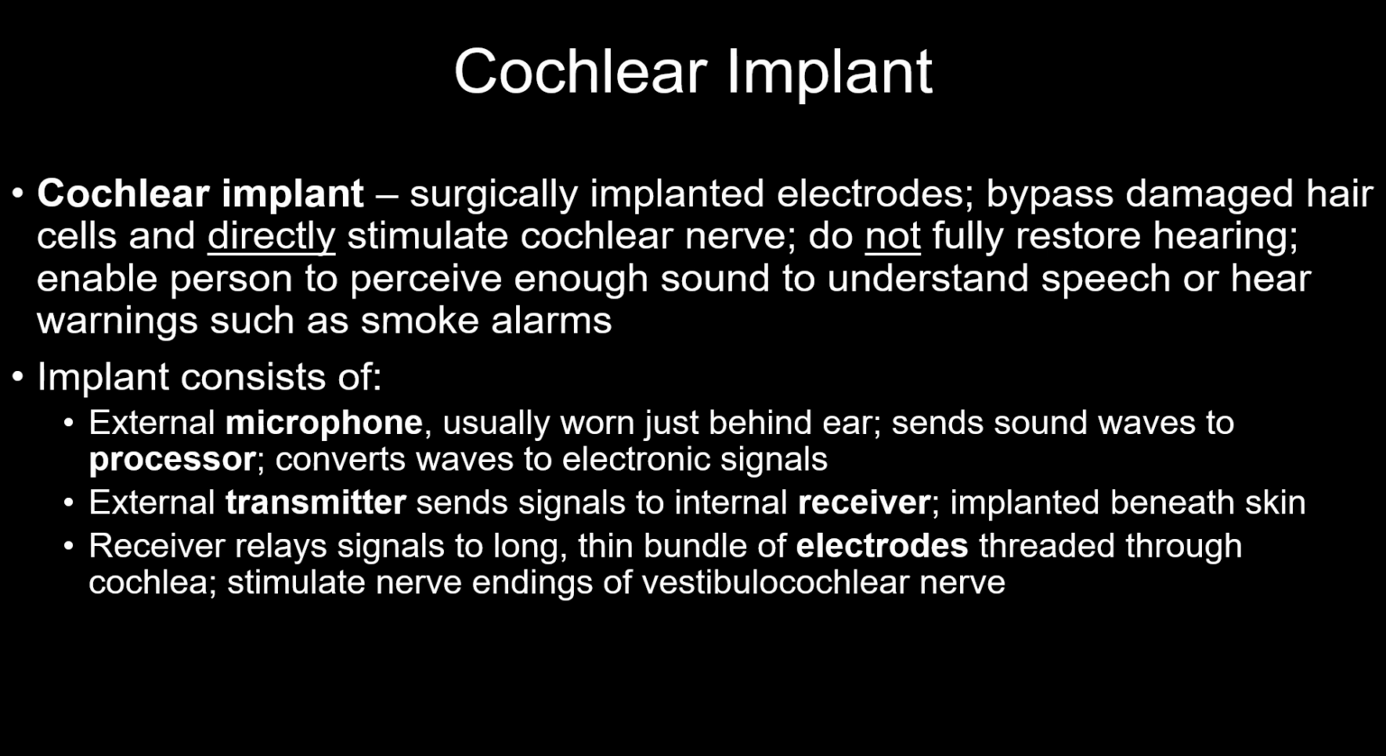An implant typically has several components. An external microphone worn just behind the ear sends sounds to a processor. The processor converts those sound waves into electronic signals. Then an external transmitter sends the signals to an internal receiver implanted beneath the skin. That internal receiver relays these signals to a long, thin bundle of electrodes that are threaded throughout the cochlea, and these work to stimulate nerve endings of the vestibulocochlear nerve.